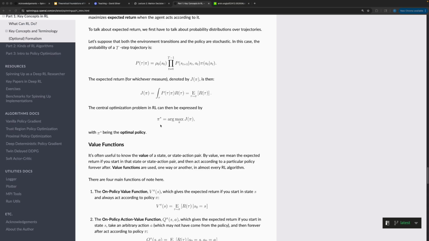For an MDP, you can always find an optimal policy, and an optimal policy is the policy which maximizes this objective function.